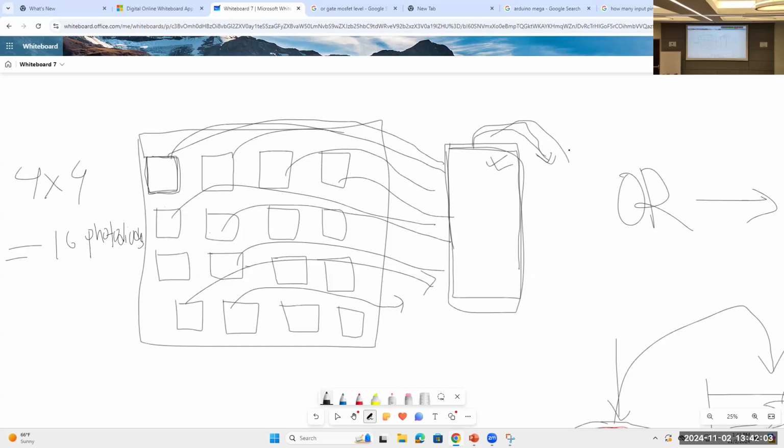Uploading code to the Arduino is called burning. This is called burning the Arduino, which means I am uploading. I have done some coding. The coding language is very simple.